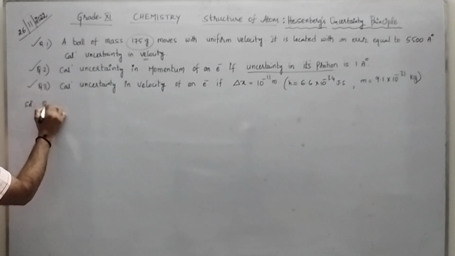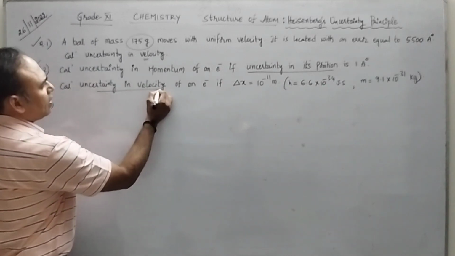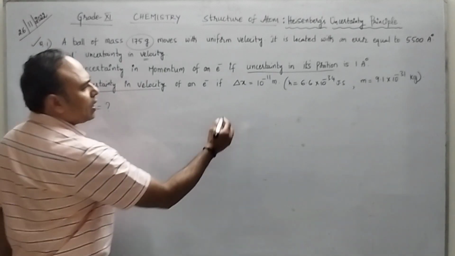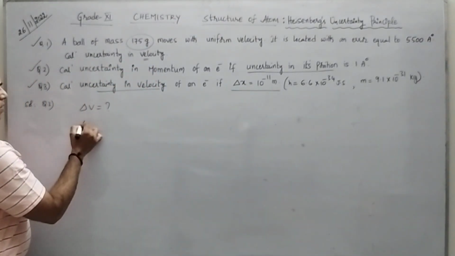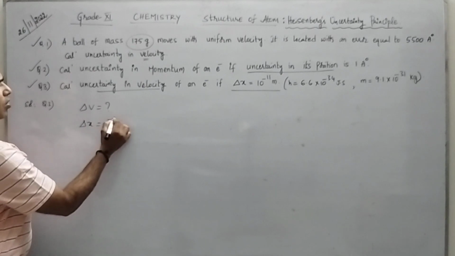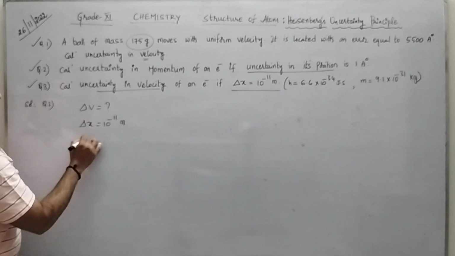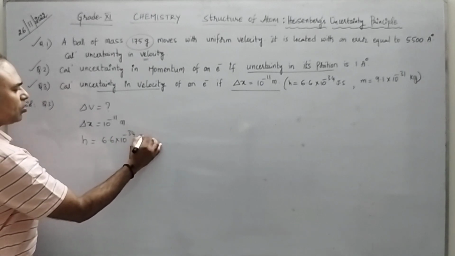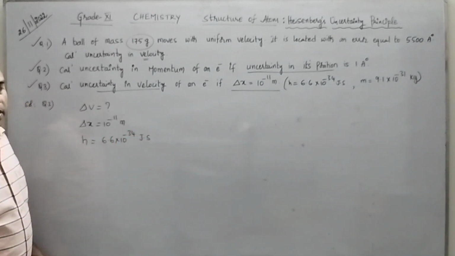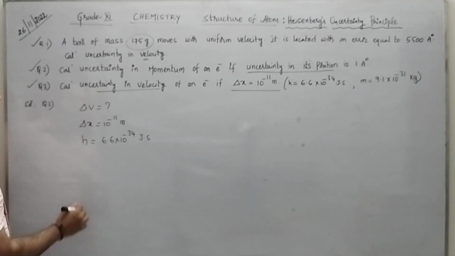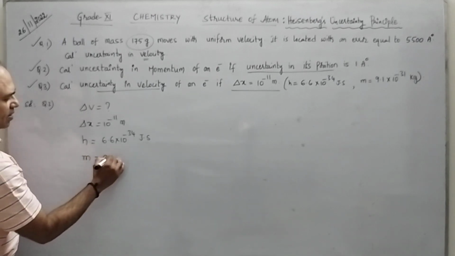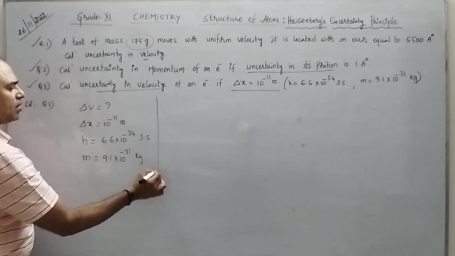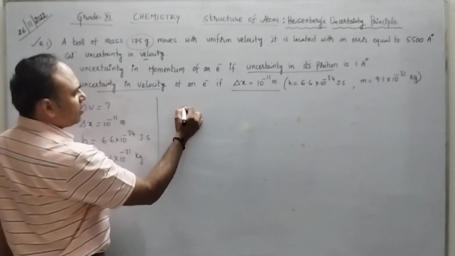Now let us see what is given. Calculate uncertainty in velocity, that means delta V. We need to calculate uncertainty in position. Delta x is given as 10 to the power of minus 11 meter and h is 6.6 into 10 to the power of minus 34 joule into second. Don't forget to write the unit. Unit also carries marks. M is 9.1 into 10 to the power of minus 31 kg. This is given. Now, what is the formula?